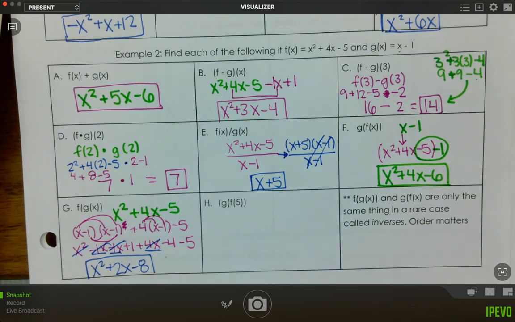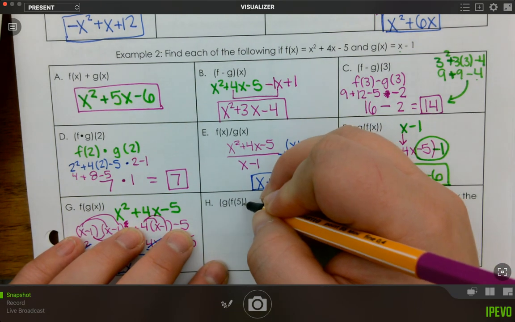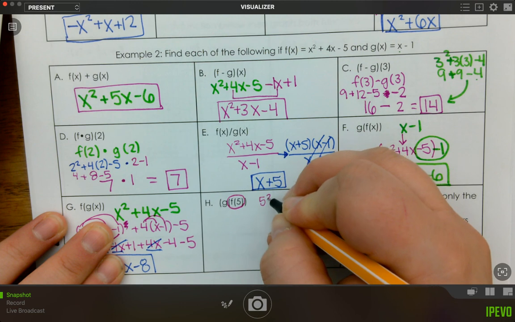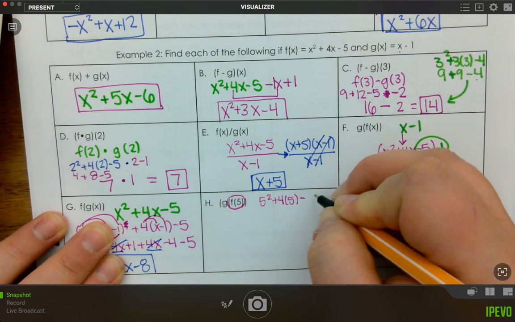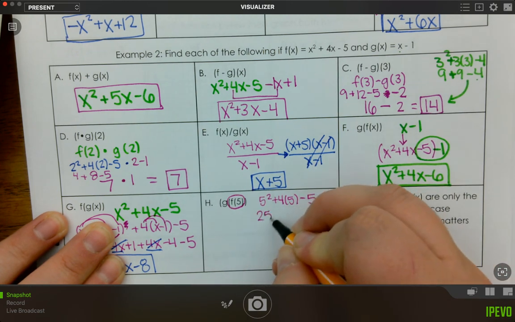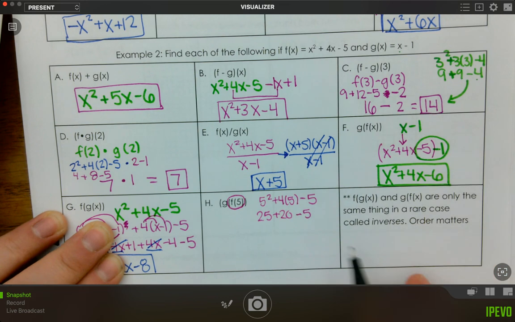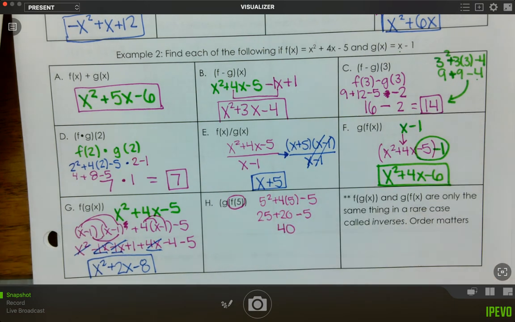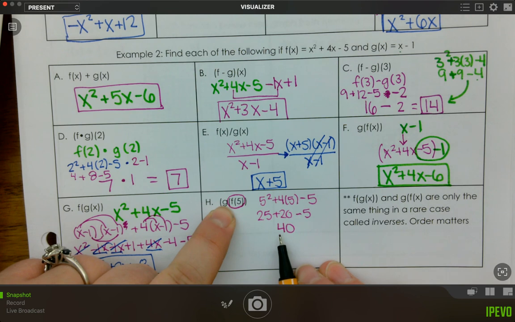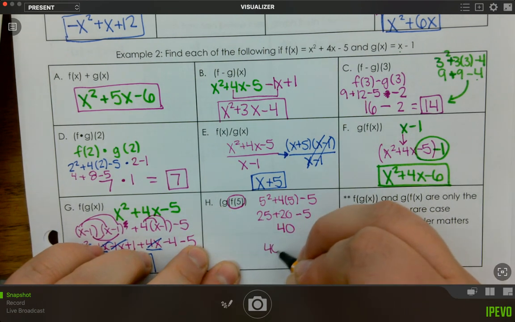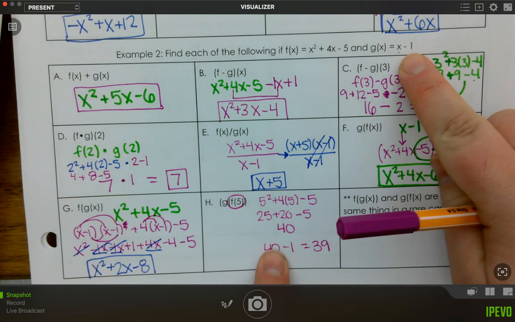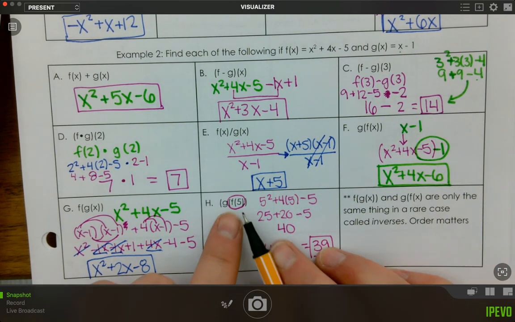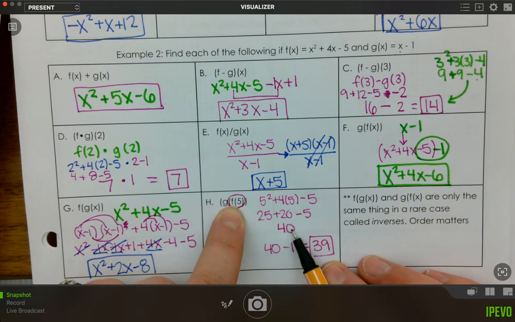H is my favorite because it looks so complicated, but all you have to do is start with this middle piece. Go find f of 5. Okay, so here's f. All I do is plug in 5. That'll be 25 plus 20 minus 5. 25 plus 20 is 45. 45 minus 5 is 40. And then you're going to take that answer and plug it into g. And g is just x minus 1. So x is now 40 minus 1 is 39. So on these, you start with whatever's in the middle, solve it, take this answer, and plug it back into the other one.